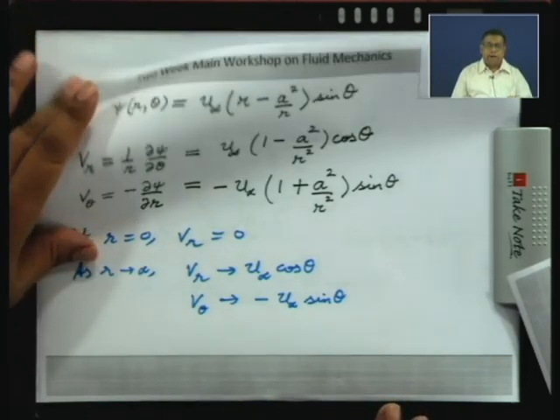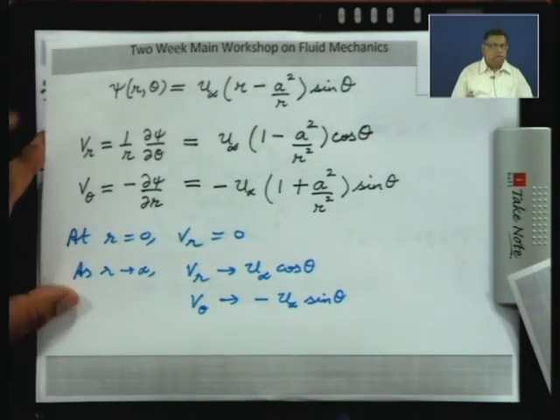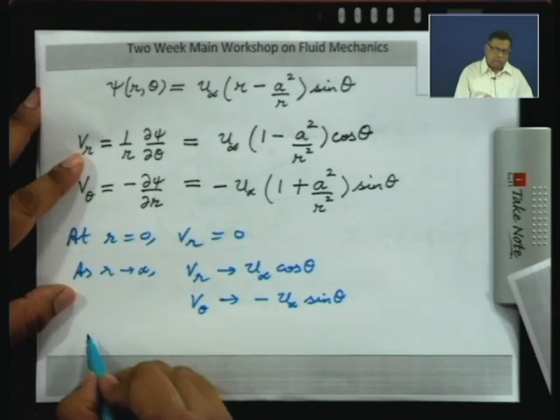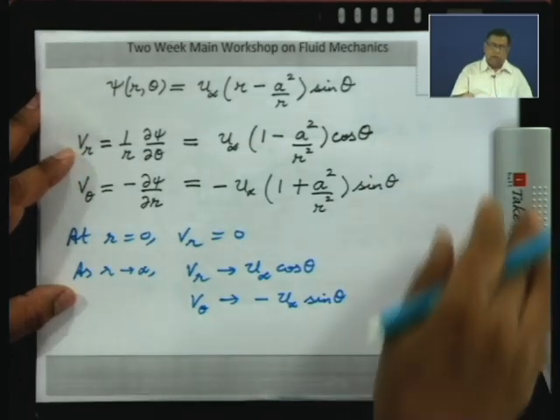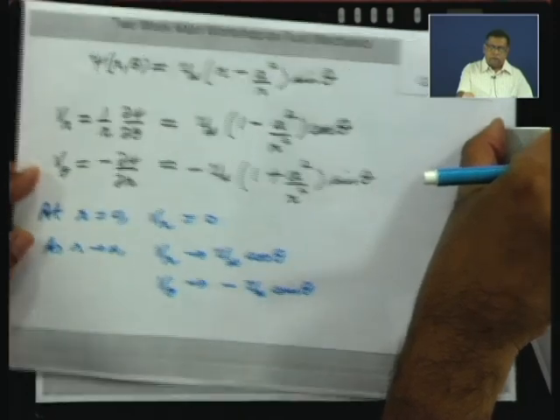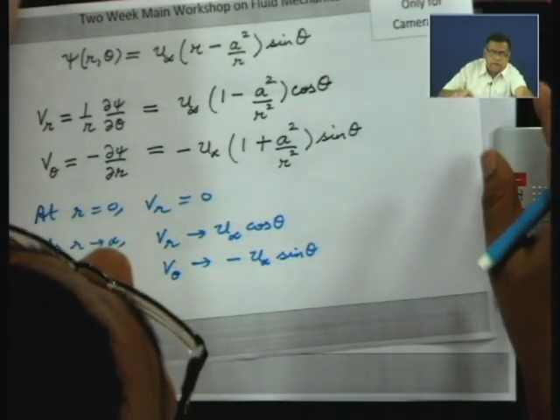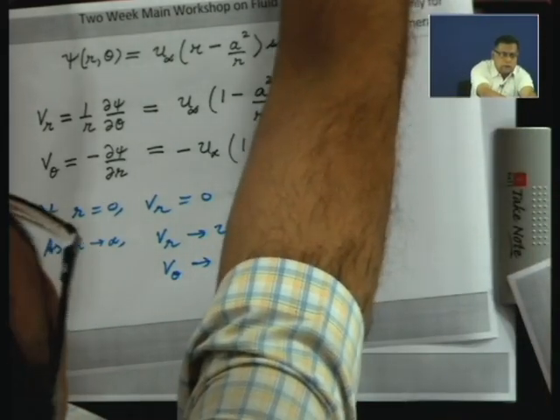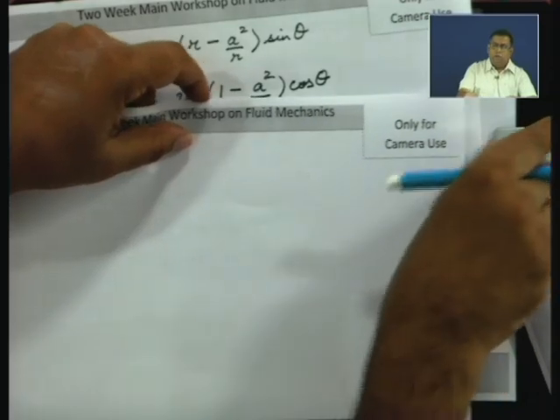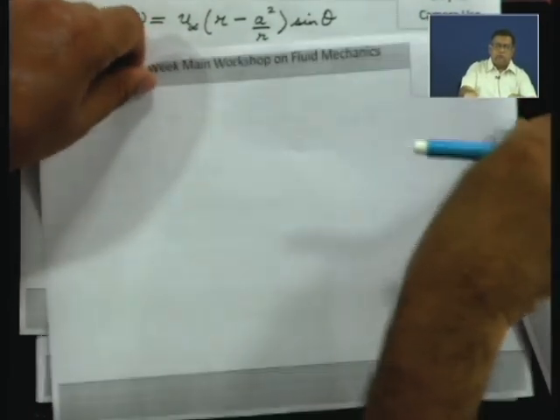Now, let us see how to find the pressure. To find the pressure we have to use Bernoulli's equation. So, we have to find what is the magnitude of the velocity square. So, what we will do is look at Bernoulli's equation. Or before that, let me plot the streamline pattern or the lines of constant psi.